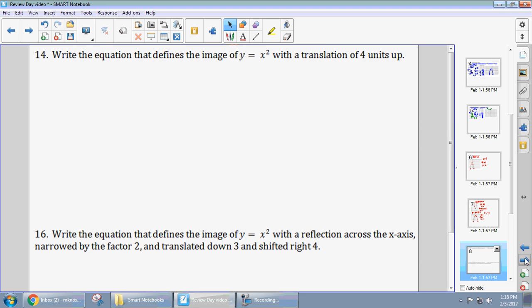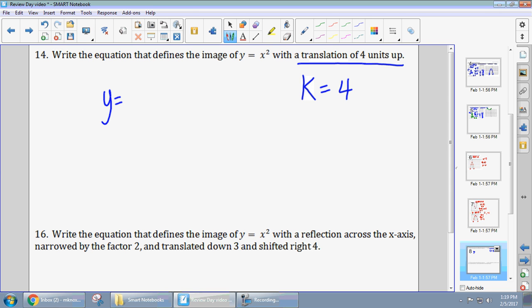Okay, number 14. Write the equation that defines the image of y equals x squared with a translation of 4 units up. Okay, so the only thing that happened was I moved up 4 units. That is talking about our k. So our k equals 4. So to fill in this equation, y equals, and then my a is just a 1. If you want to put that there, you can. And then nothing changed with my h, so it's just going to be x squared plus 4.